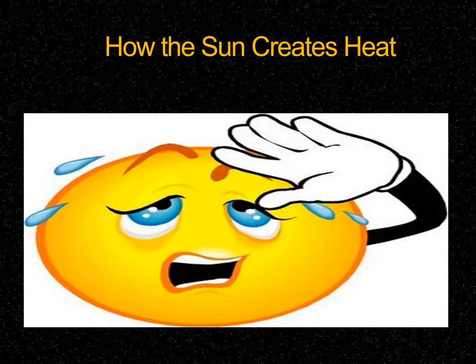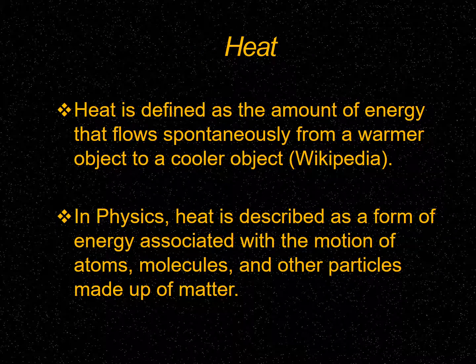Next, we will be looking at how the sun creates heat. The sun is the source of most of our heat on Earth. Heat, or energy, from the sun is used to produce electricity, heat our homes, and for solar cooking. Heat is defined as the amount of energy that flows spontaneously from a warmer object to a cooler object. In physics, heat is described as a form of energy associated with the motions of atoms, molecules, and other particles made up of matter. Most scientists classify this type of heat as energy in motion.